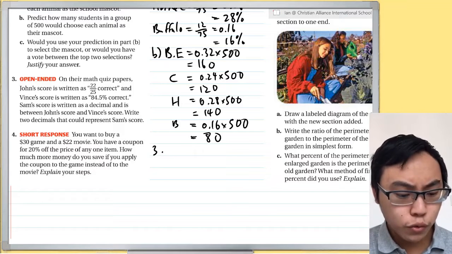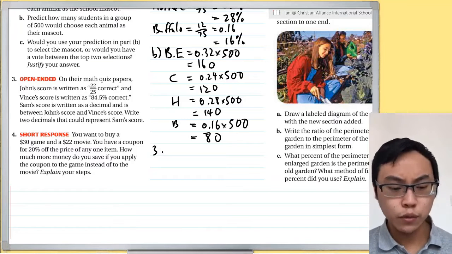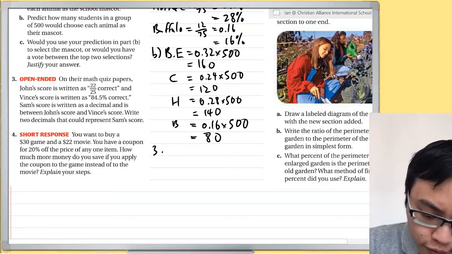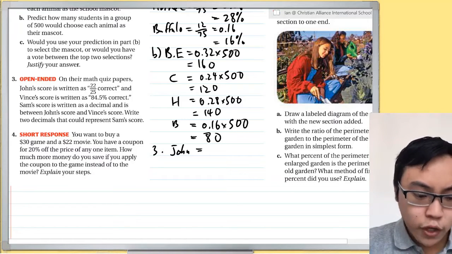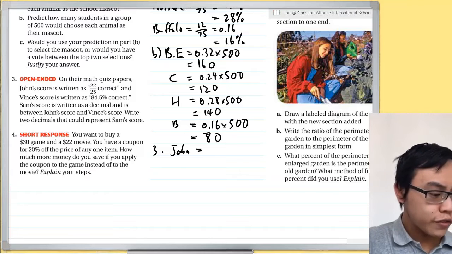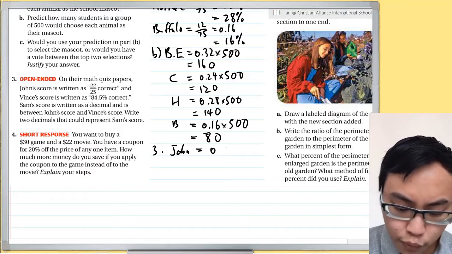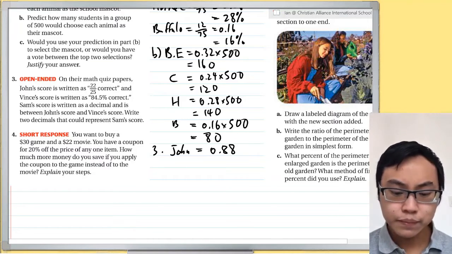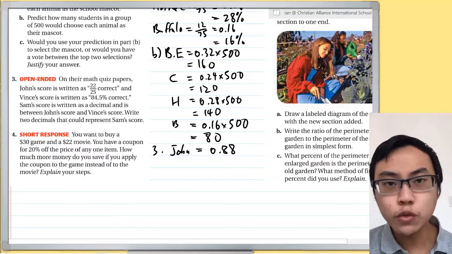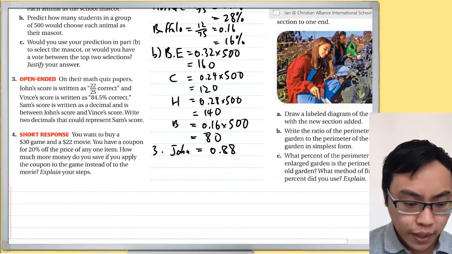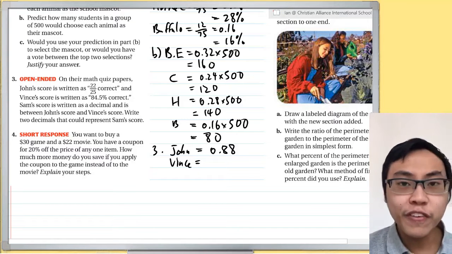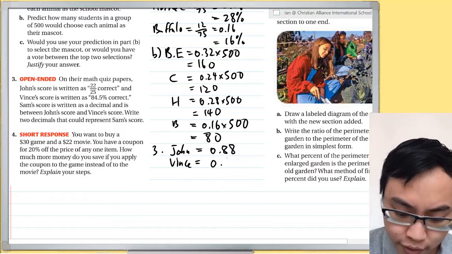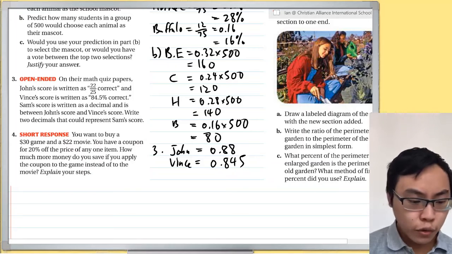So write two decimals that could represent Sam's score. So first of all, let's write the scores as decimals. 22 out of 25: 22 divided by 25 is 0.88. Okay, so that's writing 22 out of 25 as a decimal. And then the other score, 84.5%, is 0.845.